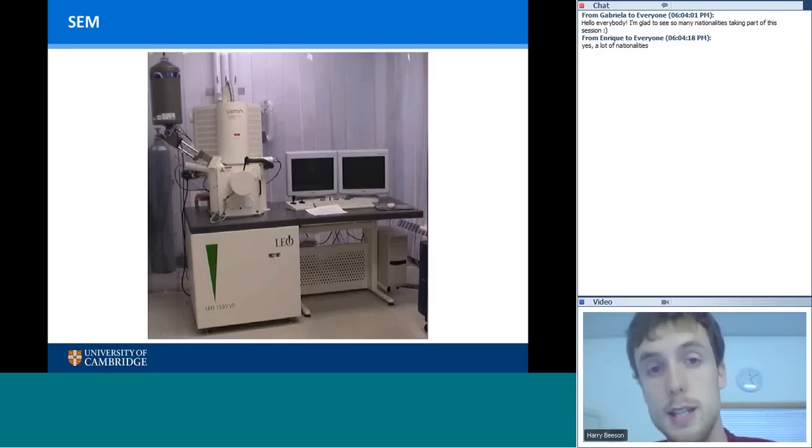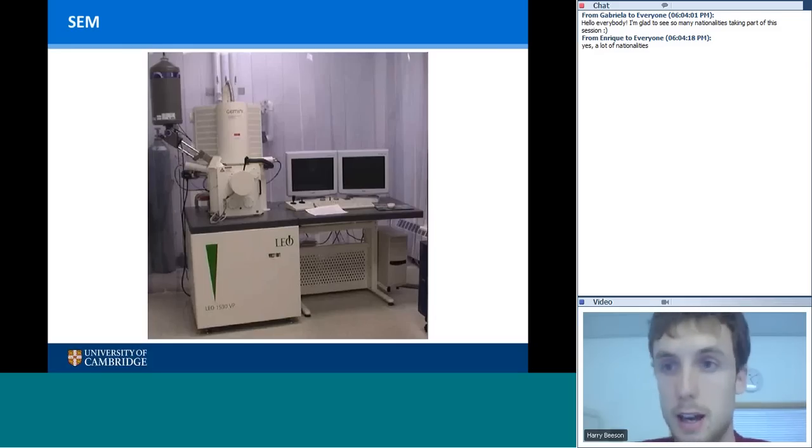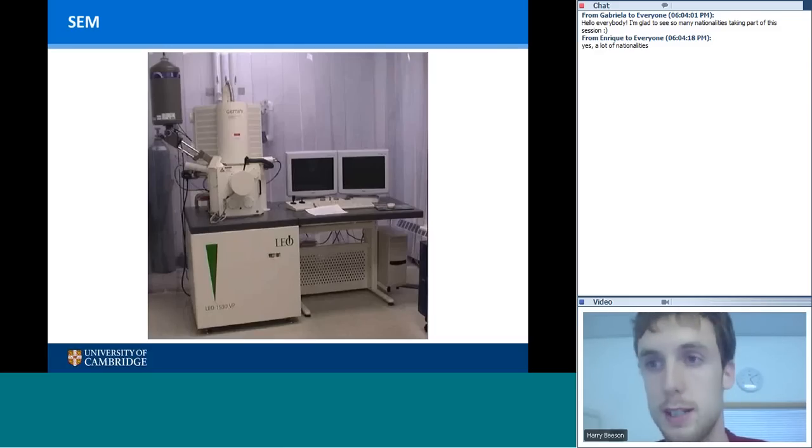So instead of using light or photons, we use electrons, which have a far shorter wavelength, and hence this is the electron microscope. As I say, scanning electron microscope. There are different sorts of electron microscopes, but what we're going to be looking at today is the scanning electron microscope. So here's the photo of the one that we have in the center.